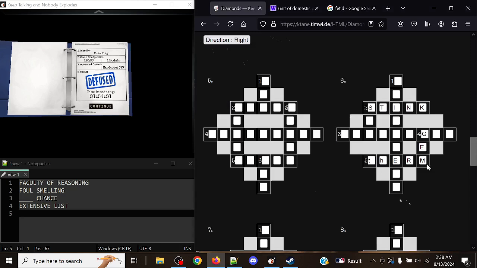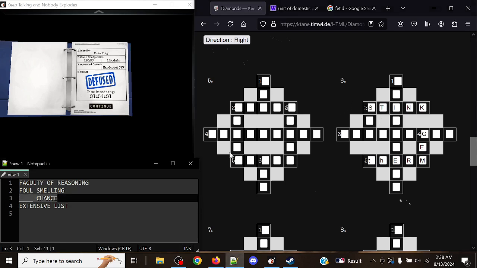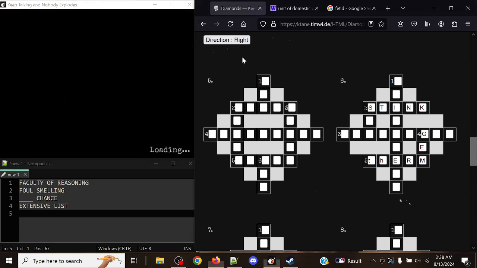We had therm. We knew we had therm. And we were able to rule out fat chance. And we were able to rule out with the logic of fat being fatigue. And therefore, hairstyle didn't make sense in any of the other contexts, being the facility of reasoning and the extensive list. So let's have a look at one more.